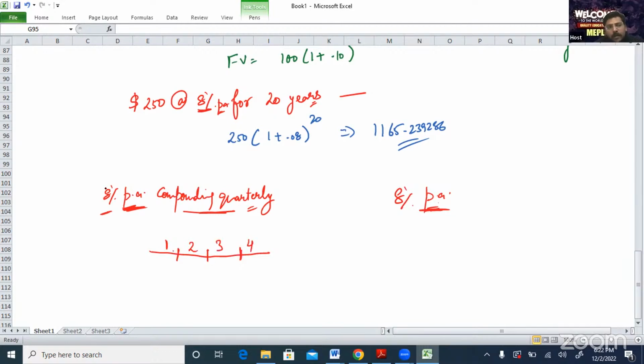So what is happening? This 8% is divided. There are 4 quarters in a year, so 2%. So 2% return I am getting here, 2% return I am getting here, 2% return I am getting here, and 2% return I am getting here. So that is what is happening in this 8% per annum compounding quarterly.